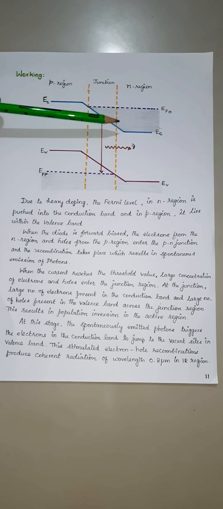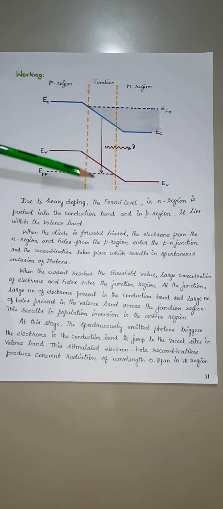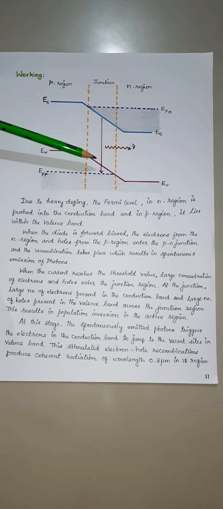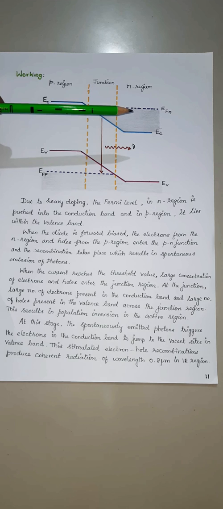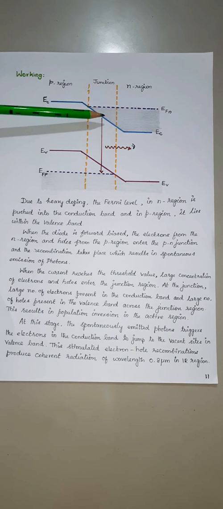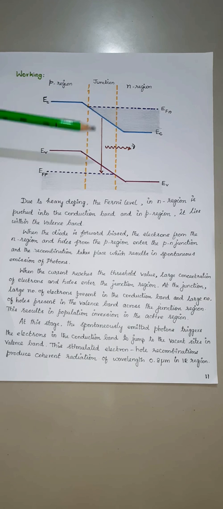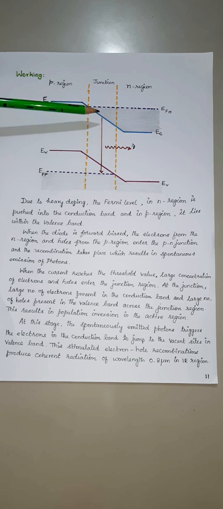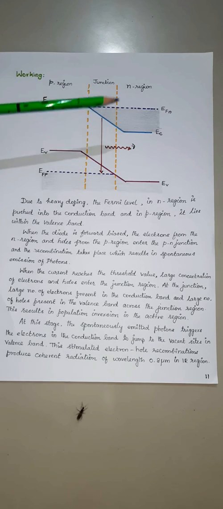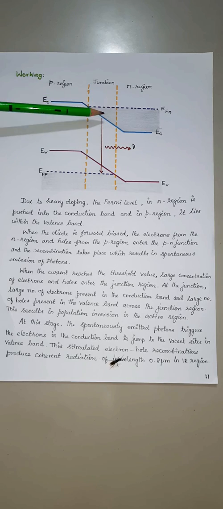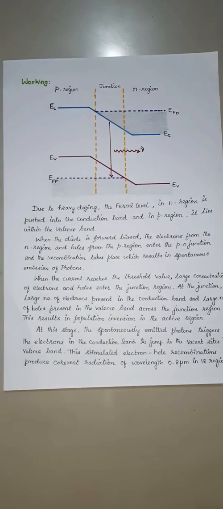That is, the electrons are occupying the conduction band and there are vacant sites in the lower energy level, that is, in the valence band. So population inversion occurs. At this stage, some spontaneously emitted photons will trigger the electrons in the conduction band to transit down to occupy those vacant sites. So there will be a recombination of electrons and holes taking place. This is the stimulated process. This recombination of electrons and holes is a stimulated process.